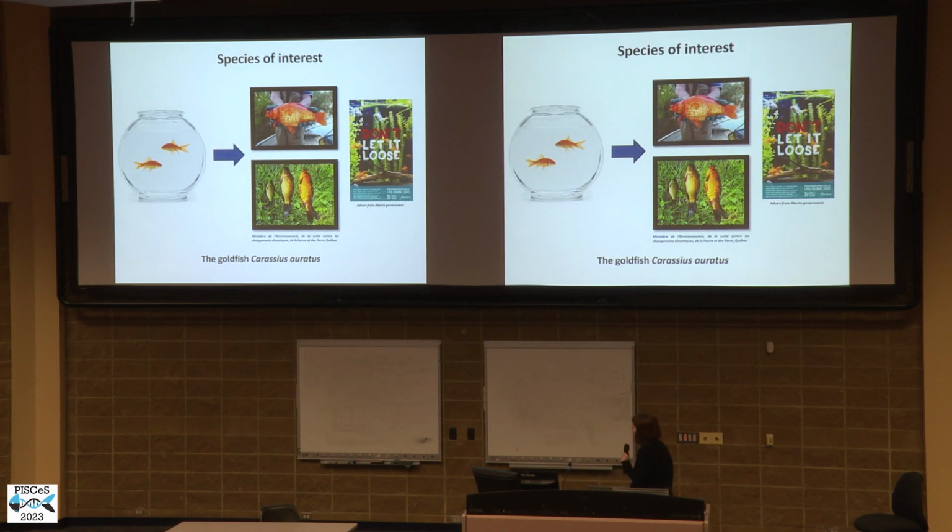We decided to work on the goldfish. As you may know, this is a real invasive species in many lakes and rivers in Canada. What happens is that when it invades new environments, it can disturb our fish communities: it will eat their food, it will transmit diseases. And once it has invaded a new environment, it's very hard to remove it.